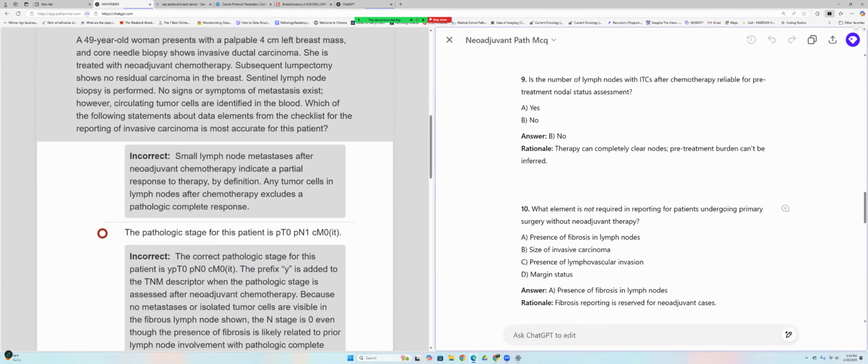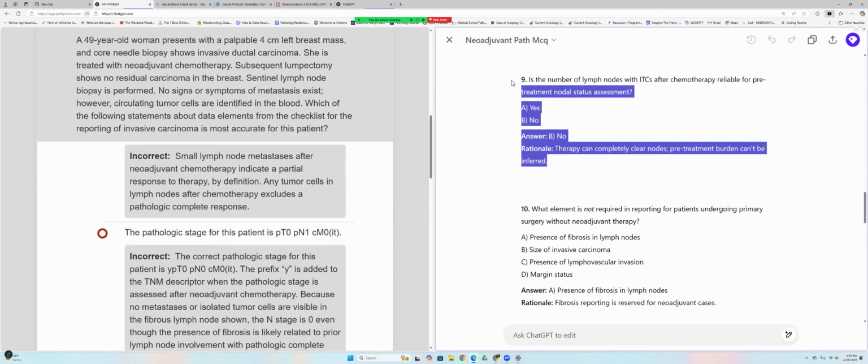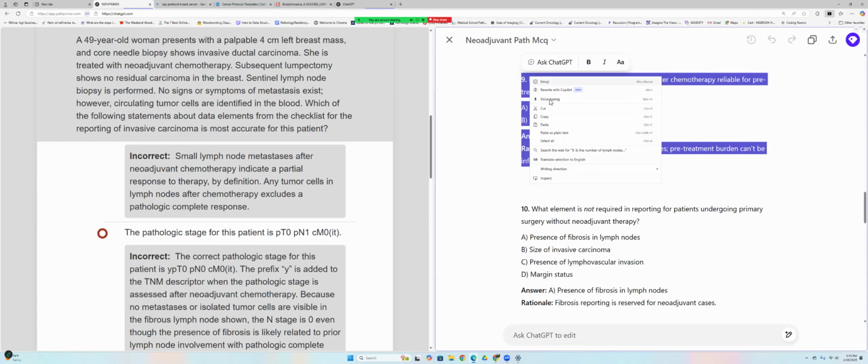Okay. Is the number of lymph nodes with isolated tumor cells after chemotherapy reliable for pre-treatment nodal status assessment? Is this question clear? What is this? I'm not very sure. Let's clarify this question. The question looks somehow not too clear to me too.